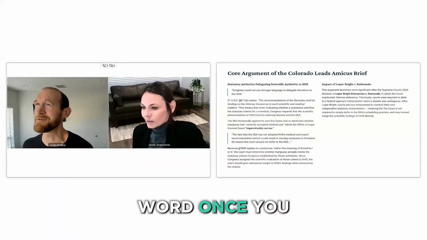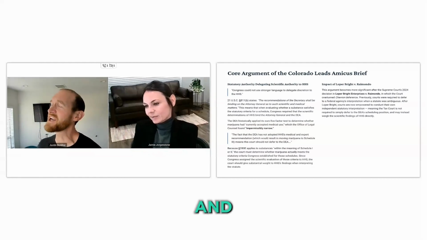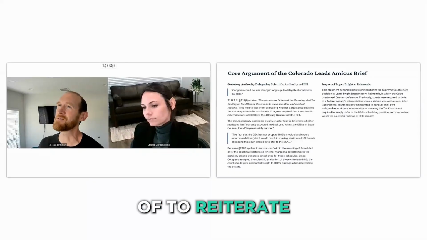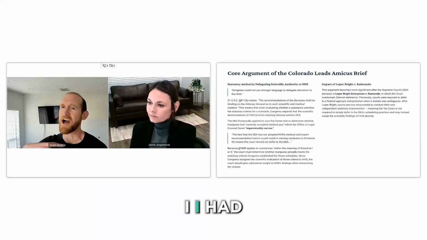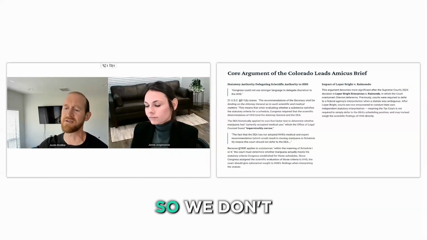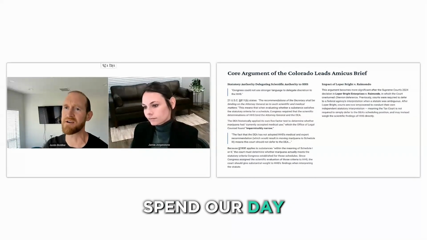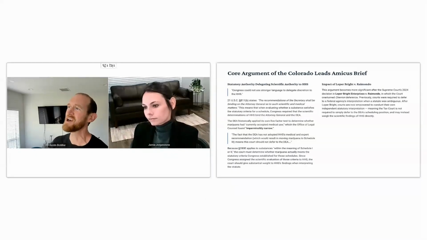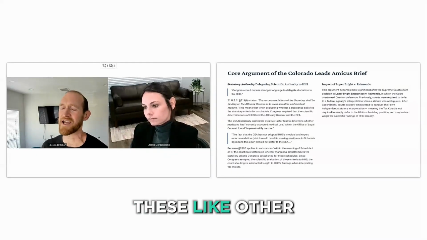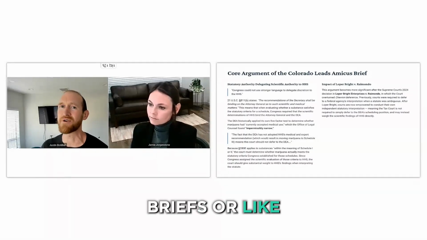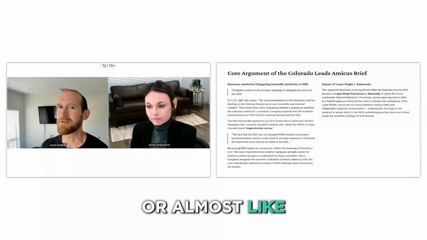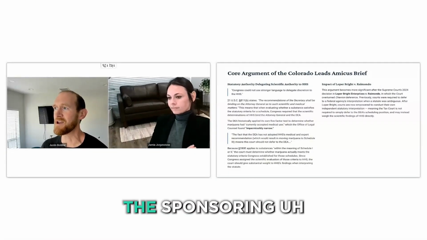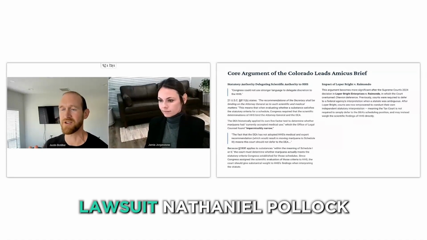It's a fun word once you get to know it. And I was really excited to see who those people were. So to reiterate what Jamie said, I had no idea. Again, we're not attorneys, so we don't spend our day-to-day in this type of stuff, but it was fun to see that when the IRS responded, there were these almost like briefs or legal actions in support of the sponsoring lawsuit, Nathaniel Pollock's.